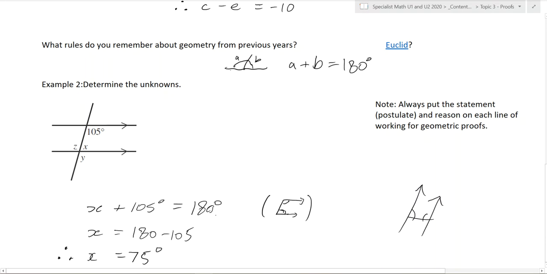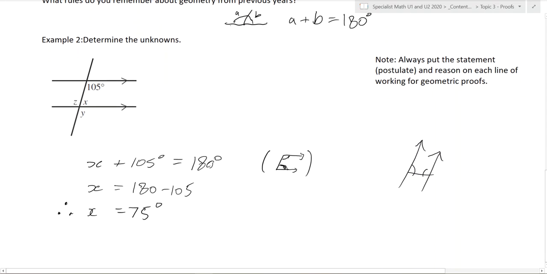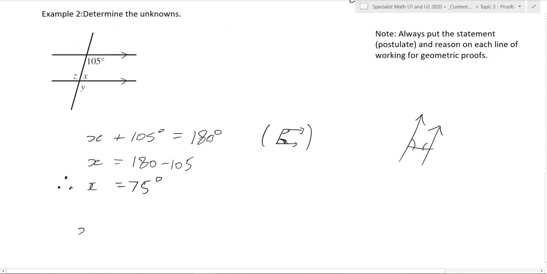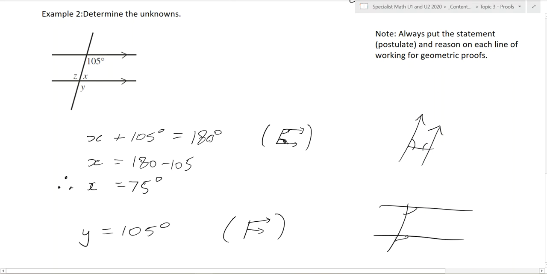So start with what you know. In this one we give the reason that we know it in brackets. Bit of communication, and then the final statement, the thing we were trying to find. So I know that y equals 105 because of the F rule. So if you have two parallel lines like that, these two angles are equal.